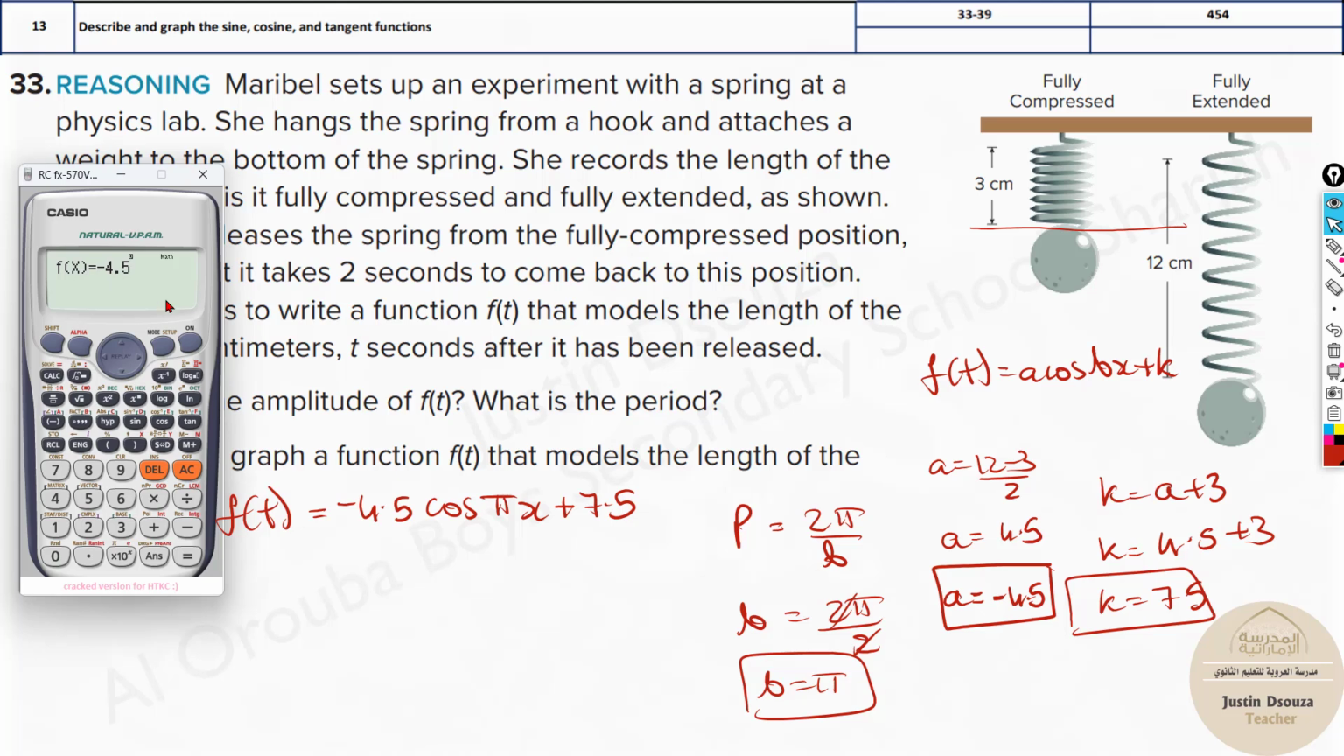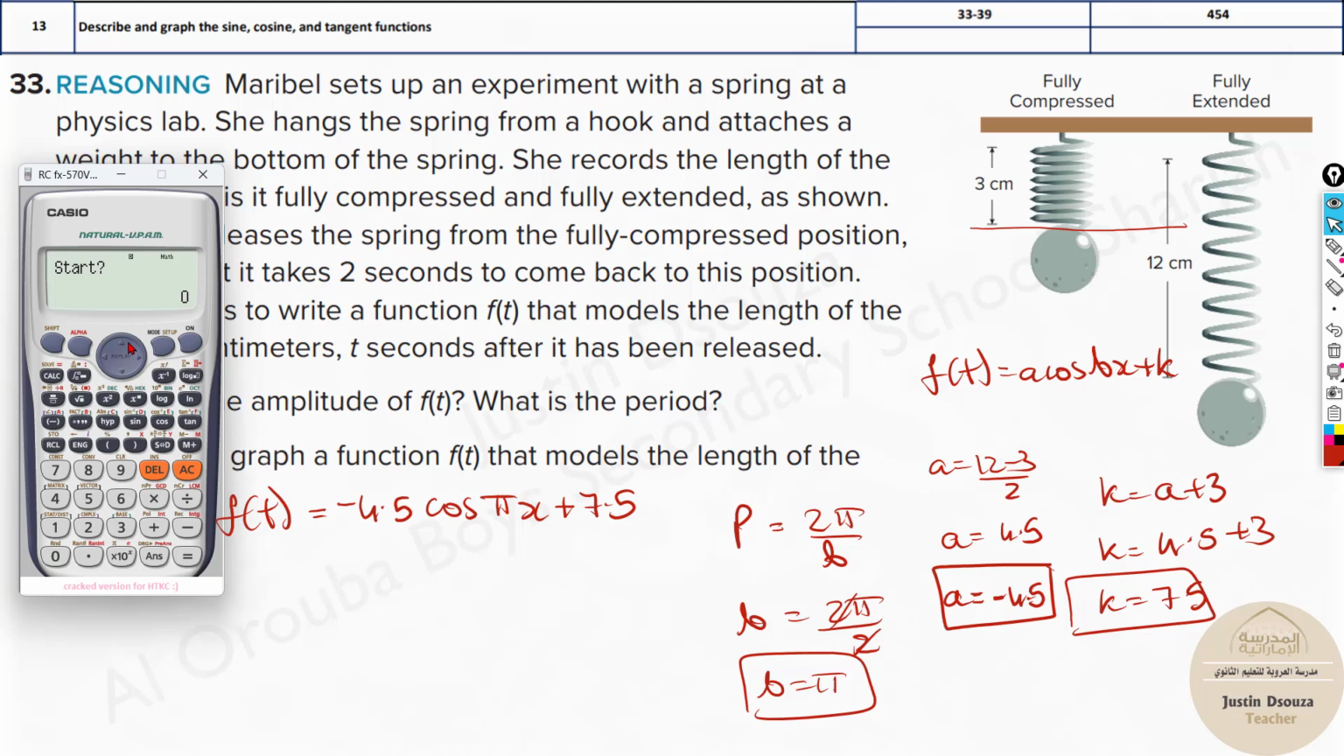So I will just use this as it is, cos. Now don't put pi. Pi is basically 180 degrees. So I'll write 180 times x. I don't need to write that multiplication, it's understood. Plus 7.5. Once you have typed the equation properly, press equal to. You may not get this option, but if you get it, just ignore this and press equal. If you have the latest model of the calculator, you might get that.